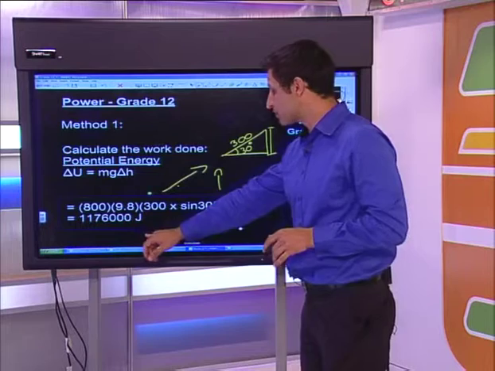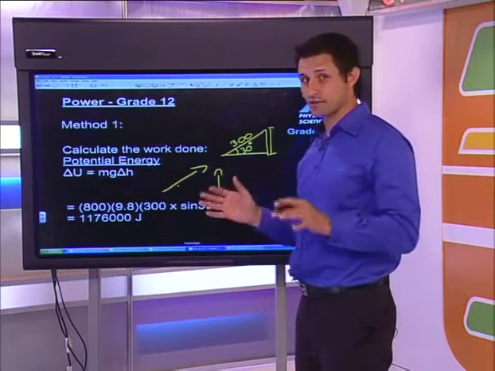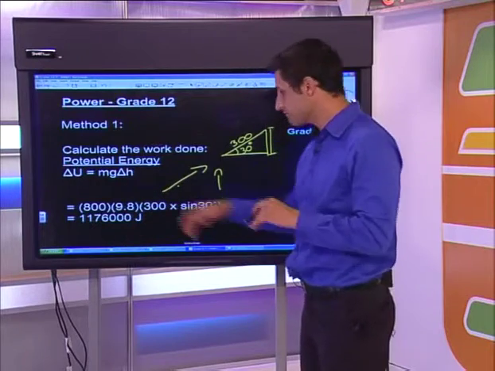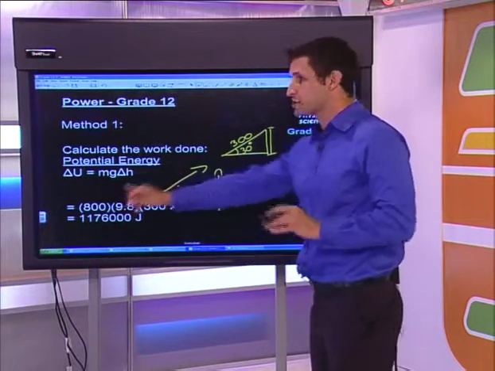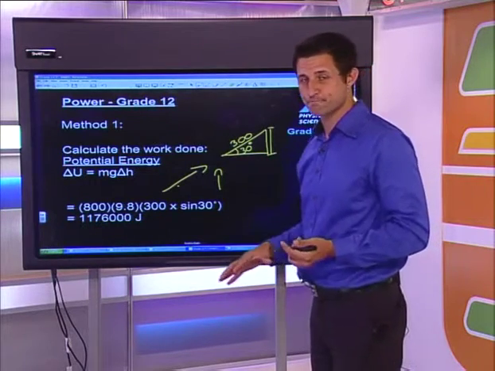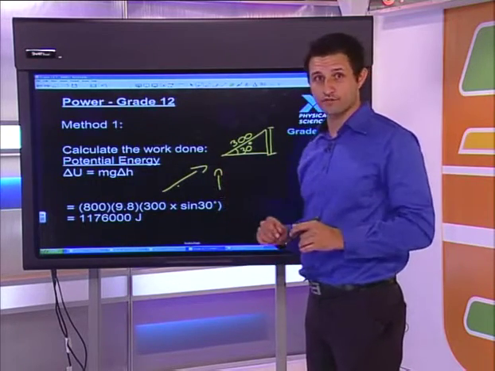1,176,000 joules of kinetic energy or potential energy. In this case, it's a change in potential energy. Apologies there. So we've got a change in potential energy, which is work done against the force of gravity. Well, that's part 1 of 3.